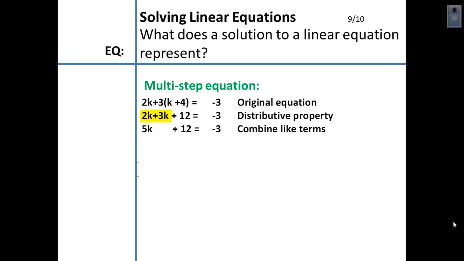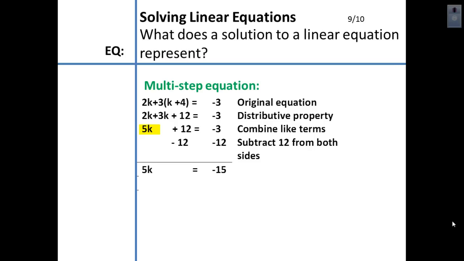Now we should have something that looks very familiar. We're going to have a two-step equation. So we're going to box our 5k, or the term with the variable. We're going to save that for last. Then we are going to find the reverse operation of adding 12, which is subtracting 12. We're going to subtract 12 from both sides.